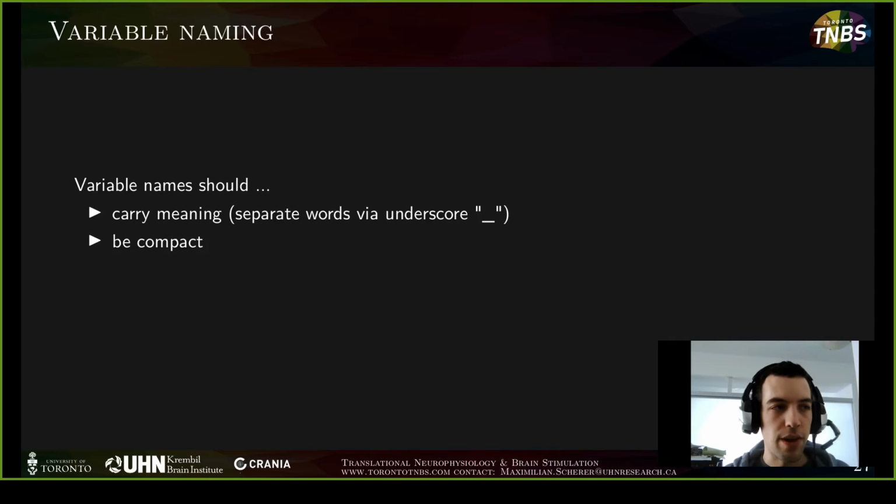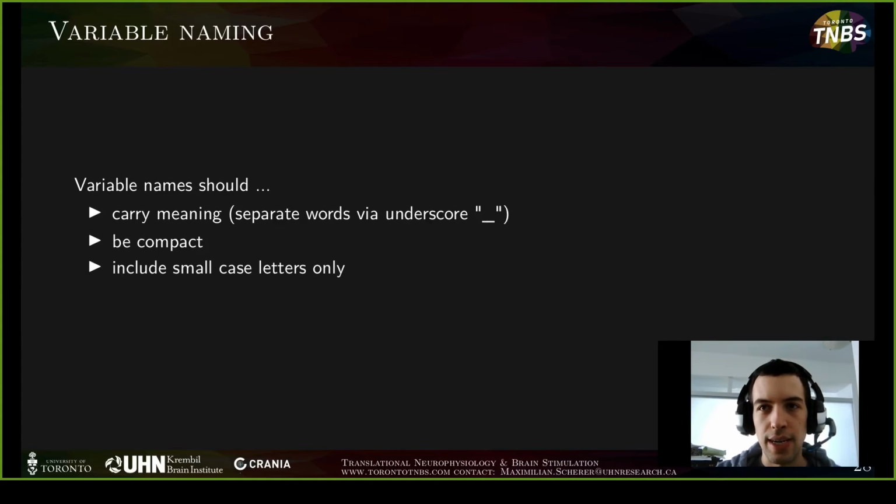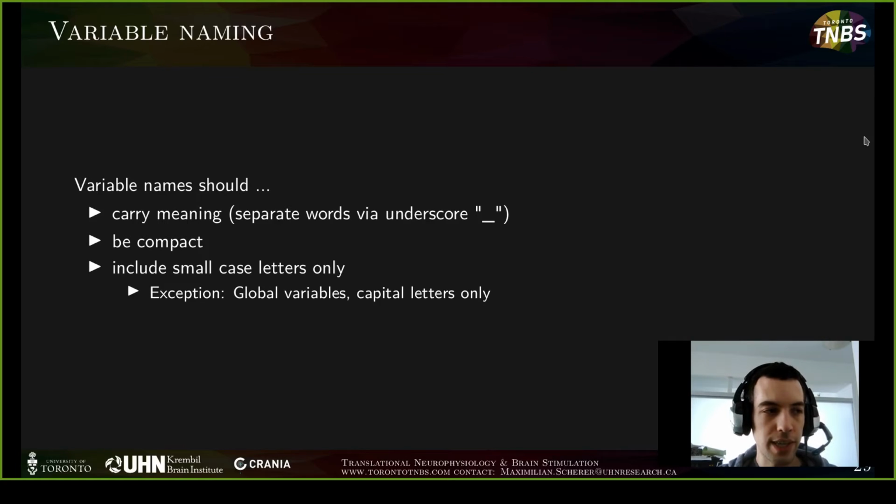Then your variable names, you should try to keep them compact. You don't want to have like 100 character variable names or something like that. You want to keep them small. But on the other hand, you still want them to carry information. And also in Python, any variable name is small case letters only, and there's only one exception to that, and that's a global variable, which goes in capital letters only.